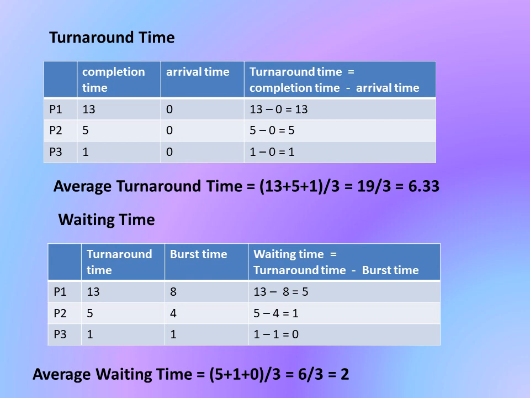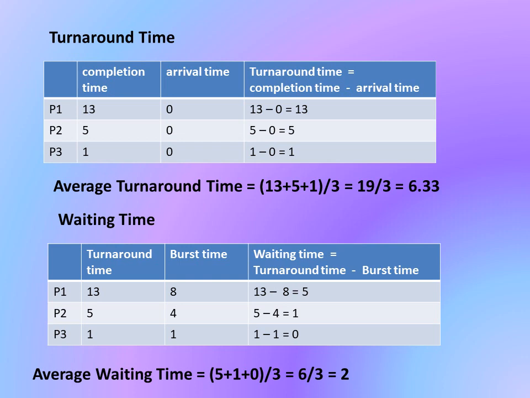The turnaround time for process P1 is 13 and the burst time for process P1 is 8. So 13 minus 8 is equal to 5. So the waiting time for process P1 is 5. Now let us calculate waiting time for process P2. The turnaround time for process P2 is 5 and the burst time for process P2 is 4. So 5 minus 4 is equal to 1. Therefore the waiting time for process P2 is 1.